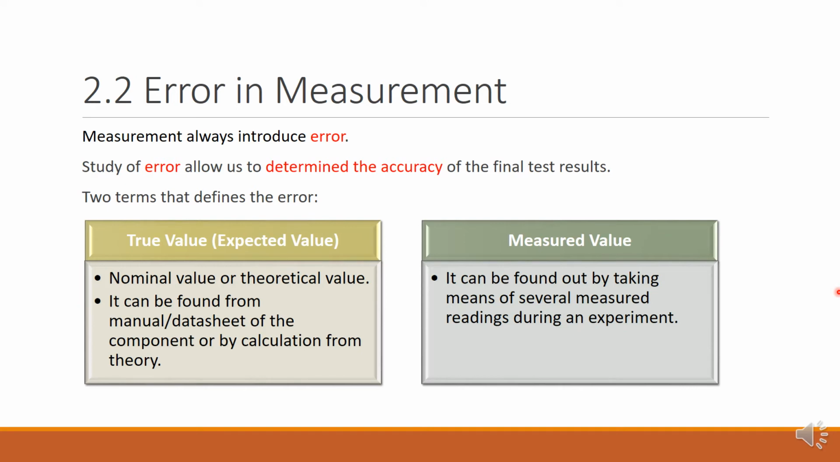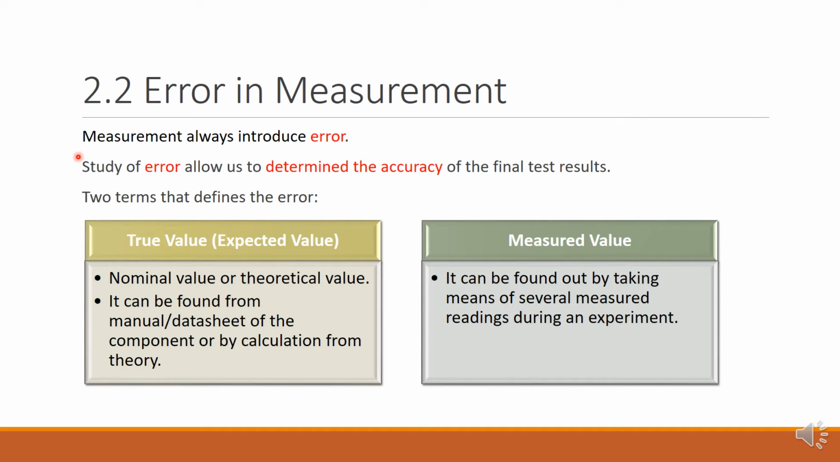Error in measurement. So actually, no measurement can be made with perfect accuracy. There is no such thing as perfect in measurement. If somebody comes to you giving perfect data, it is actually nonsense. So you should expect some error when you are doing measurement.